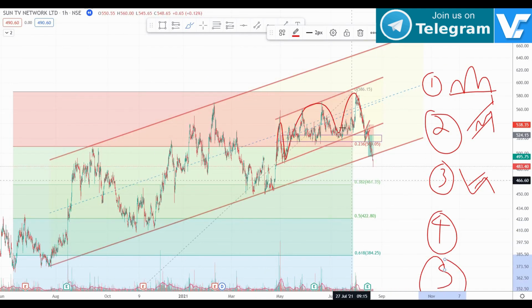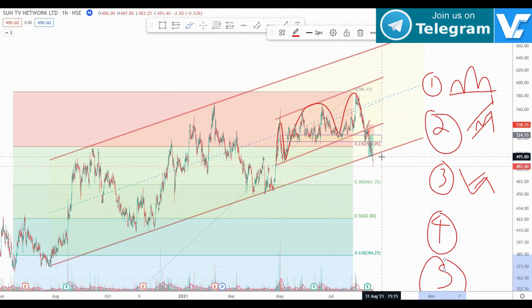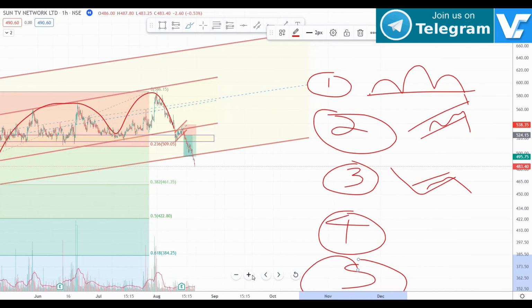Fifth reason, the market has a chance to retest the parallel channel. For these 5 reasons we took the trade and we booked the target at 1:2 risk reward ratio.